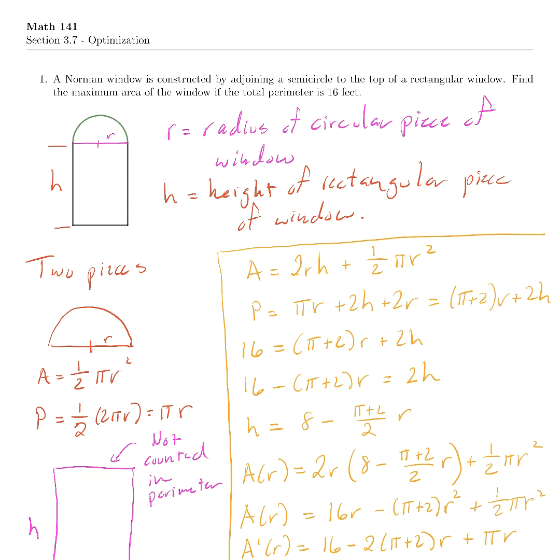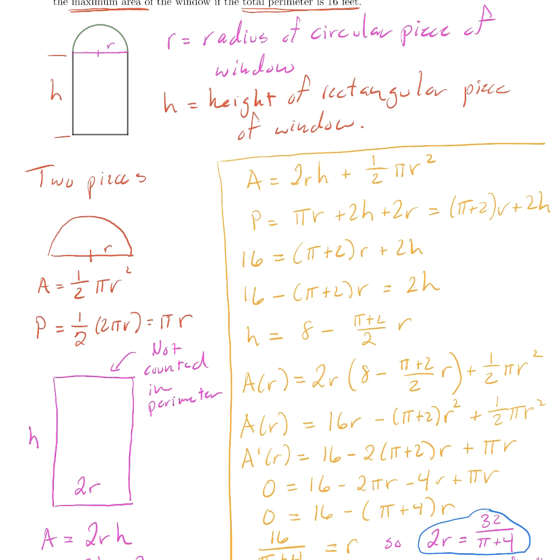Okay, so the thing we want to maximize is the area. And so we need to find an expression for the area. In the area, we need to break into two pieces, but we've also been given information about the perimeter, right? Okay, so we can break this window into two pieces. It's a semicircle and a rectangle.